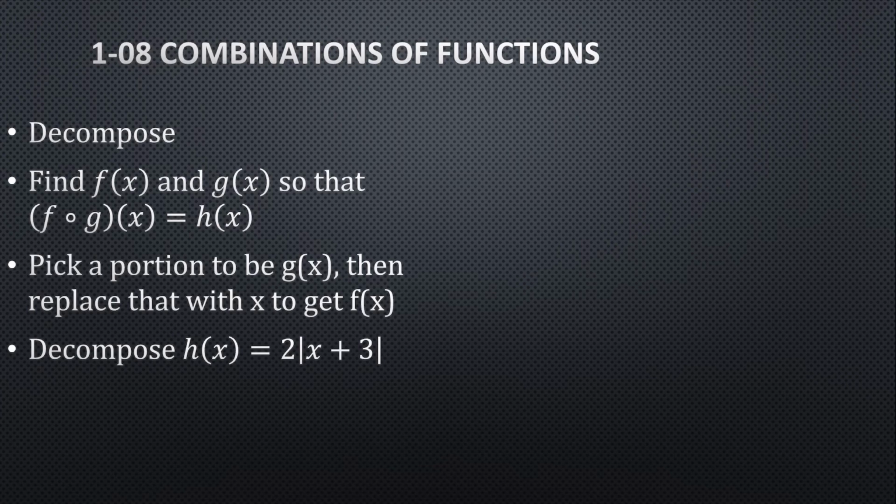For example here, can you see some function or some part? All right, how about if we say the stuff in the square root is our g of x? What's left then? What's left is the 2 on the outside and the absolute value bars. The thing we took out, this x plus 3, just replace it with an x. And that is one possibility. There are many possibilities. You could have called g of x the absolute value of x plus 3. Then f of x would have been just 2x.